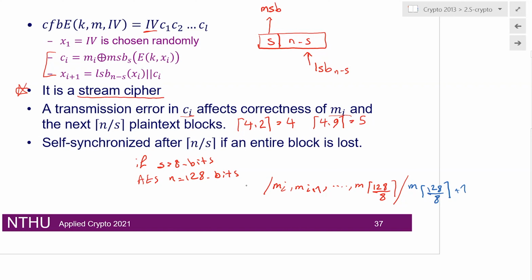So anything up to here, maybe MI minus 1 was correct. And just because of that transmission error on CI, we missed this many messages in between. And this algorithm also has a self-synchronization effect. So that means that anything after this many blocks would get back to what it used to be before, right? And it wouldn't be affected.